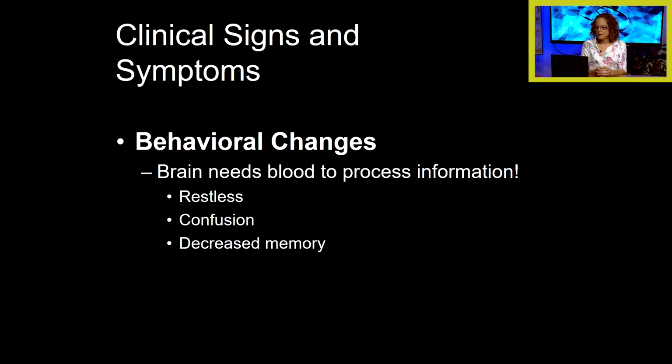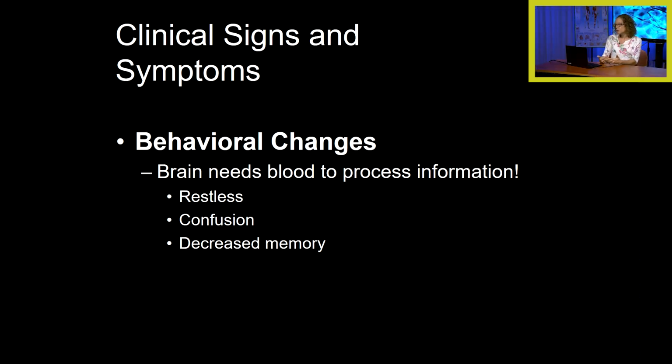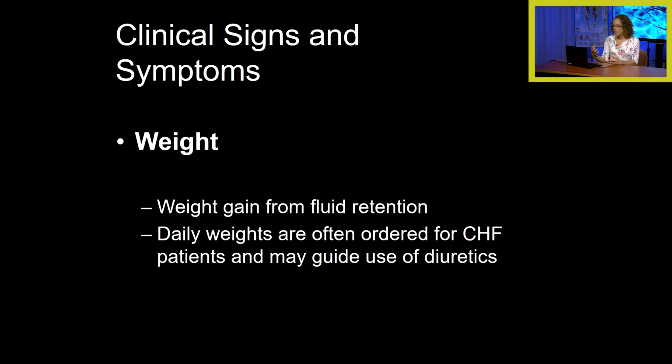Behavioral changes. So let's think about this. The brain needs blood to process information. We said the brain needs glucose. And so if we have an individual with congestive heart failure, we talk about the organs that are lacking perfusion. We might see someone who is restless, who is confused, who has a decreased memory in congestive heart failure. And this has to do with poor perfusion, even to their brain.